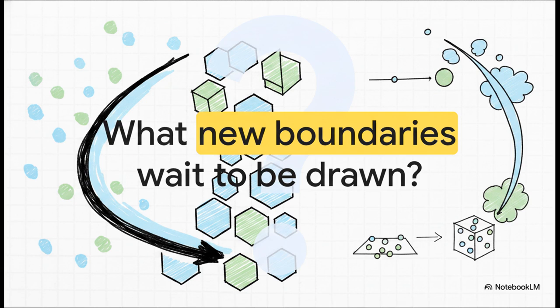So I want to leave you with this final thought. If a machine can map infinite dimensions to instantly solve complex overlap, what boundaries in our real world are waiting to be drawn? By gracefully leveling up from a simple point on a line to a high-dimensional hyperplane, support vector machines show us that simply changing our perspective can make the impossible completely possible.